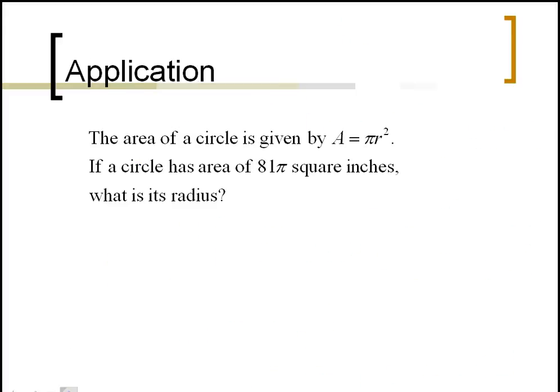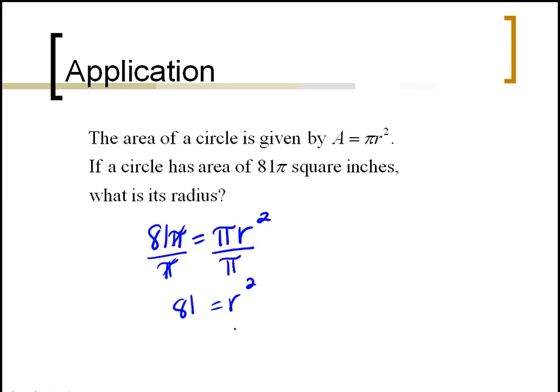A couple of applications. The area of a circle is given by A is equal to pi r squared. If a circle has area of 81 pi square inches, what is its radius? So here we're going to replace the area with the value 81 pi. It's equal to pi r squared. We're in the section to use the square root property, so we want to isolate the square term. So we divide by pi. So we get r squared is equal to 81.